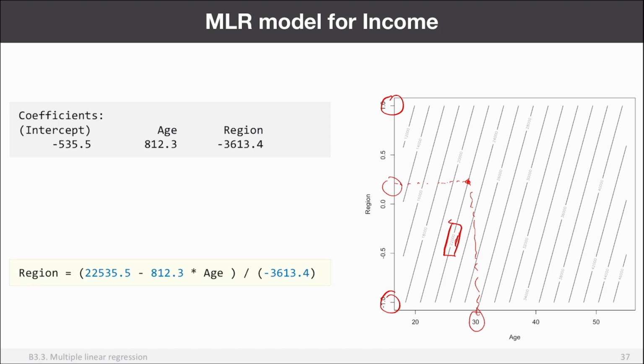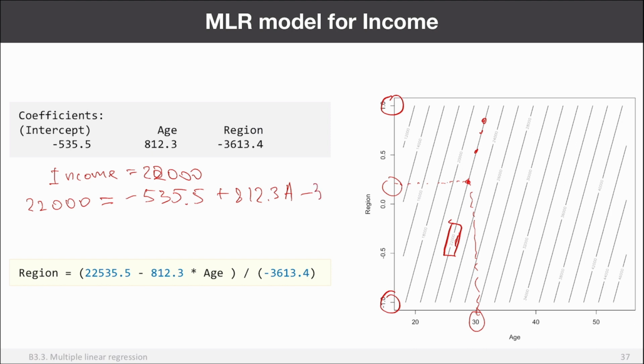Okay. How can you use it? For example, you can make a relationship. So how to get all these points here, right? So in this case, income is 22,000. So it means that 22,000 equals minus 535.5 plus 812.3 age minus 3613.4 region, right? So this is my model. But now income is known, so I can just add 535 to both sides.